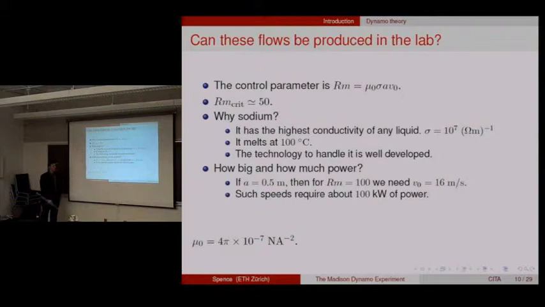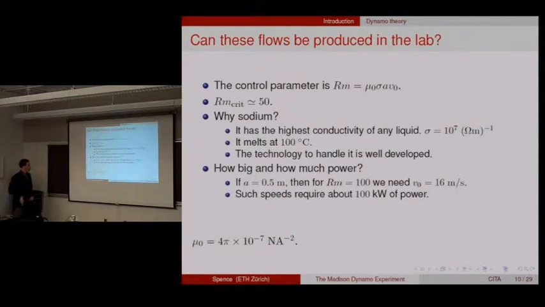How big does this thing have to be? Well, if you do the simple math, if this is your conductivity and you know mu naught is 4 pi times 10 to the minus 7, then okay, if our radius is about a half a meter, then we need speeds of about 16 meters per second, which sounds kind of big, and it is kind of big, but we can probably pull it off in the experiment if we have enough power, about 100 kilowatts or 150 horsepower, if you prefer.